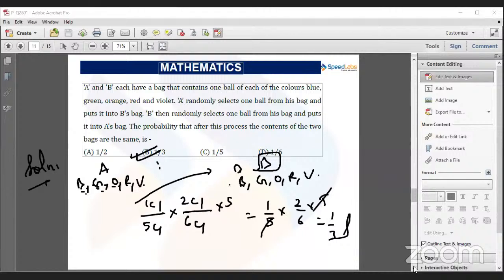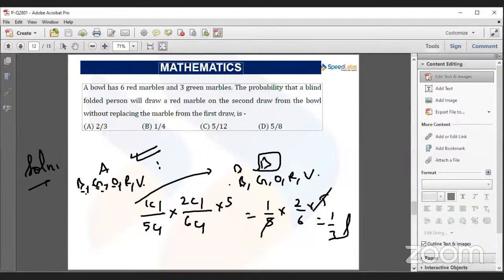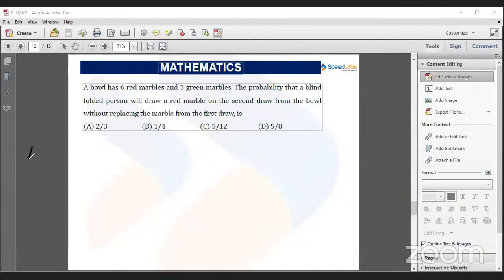Okay, next one then. A bag has six red marbles and three green marbles. The probability that a blindfolded person will draw a red marble on the second draw from the bag without replacing the marble from the first draw. ओके, सो रिप्लेसमेंट्स नहीं हो रहे और हमें सेकंड ड्रॉ में रेड मार्बल चाहिए.